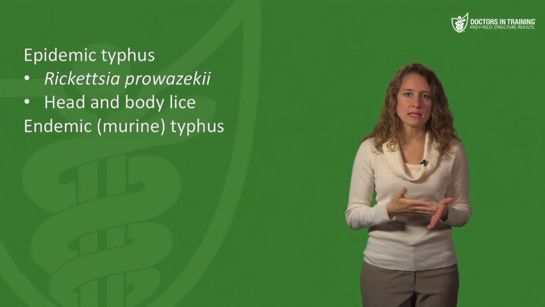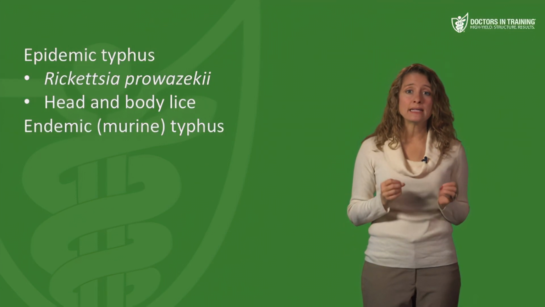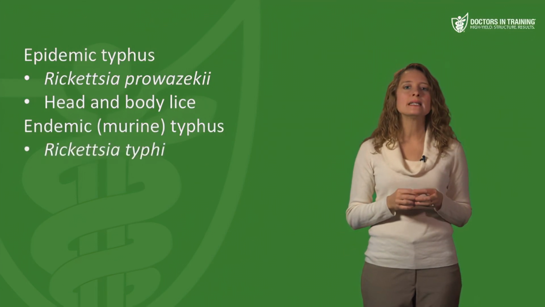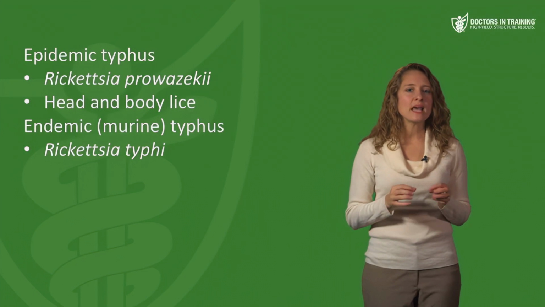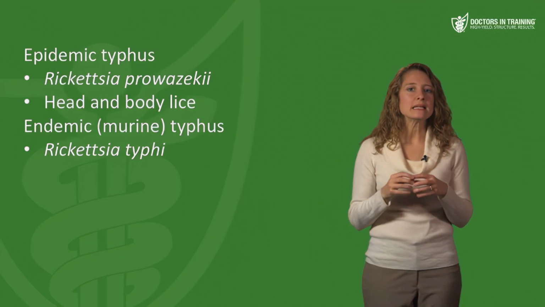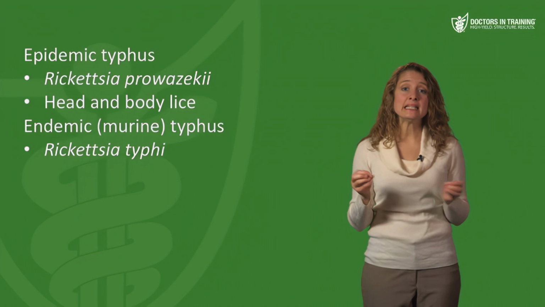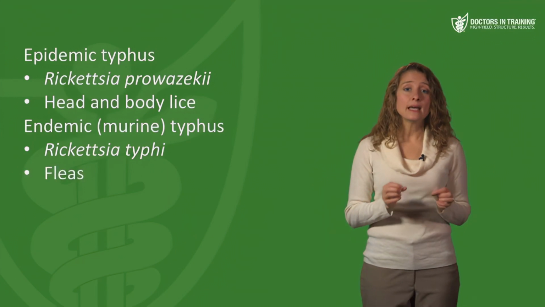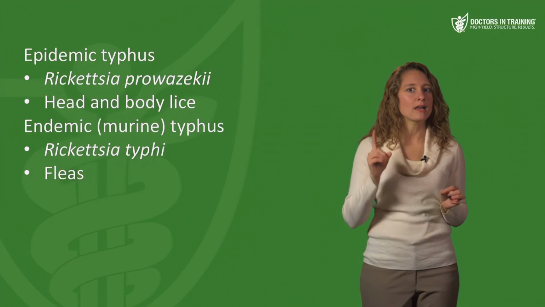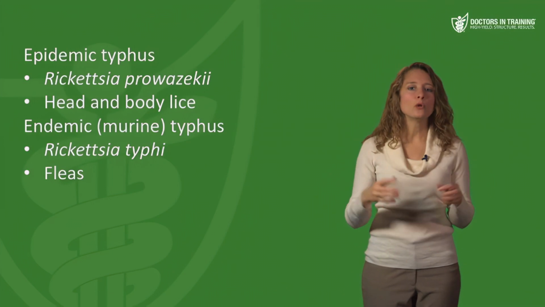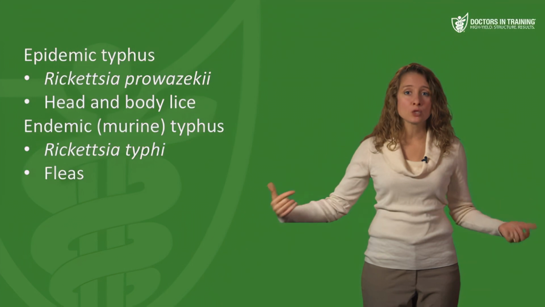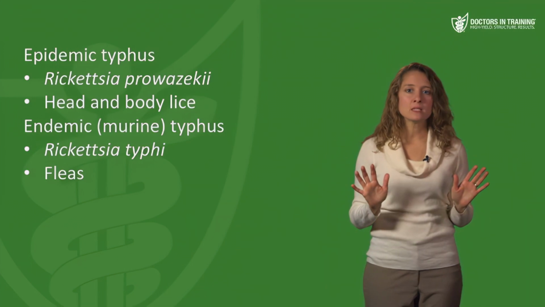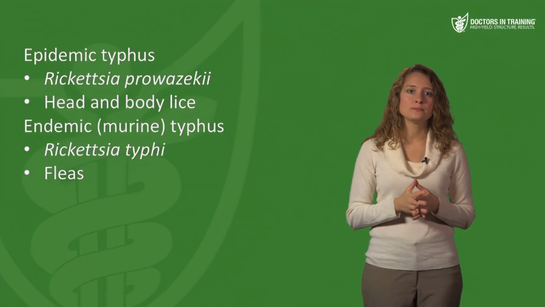Now, endemic typhus, which is also called murine typhus, is caused by Rickettsia typhi. Remember that we said that E sound in typhi sounds like the long E sound in fleas. Rickettsia typhi is spread by fleas. Again, this is associated with that triad of headache, fever, and rash, where the rash starts centrally and then it spreads peripherally, but it spares the palms and the soles.